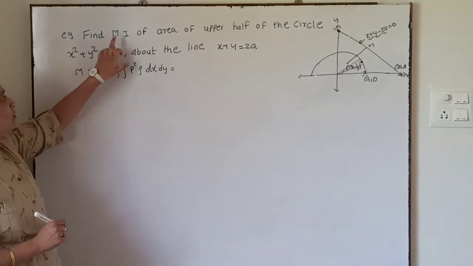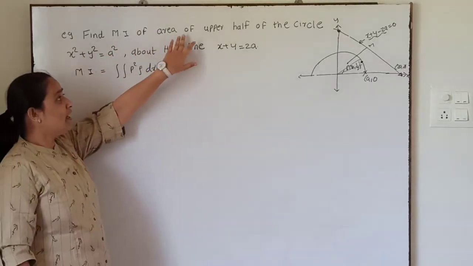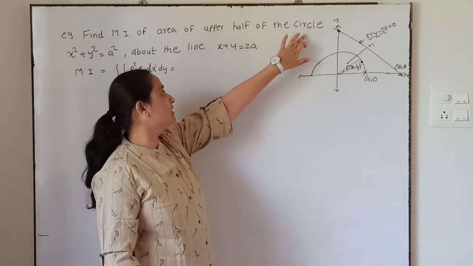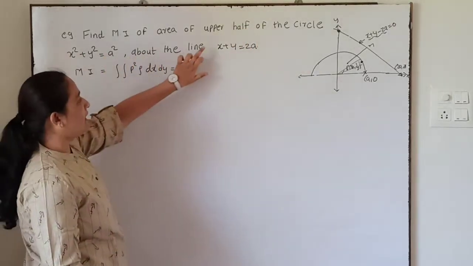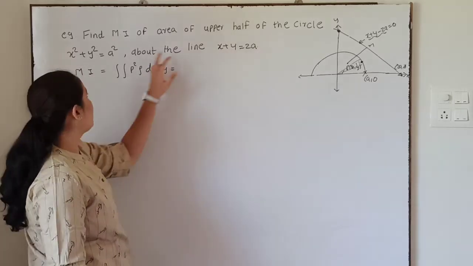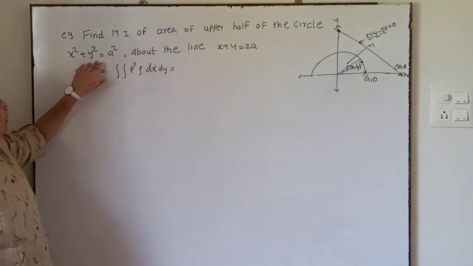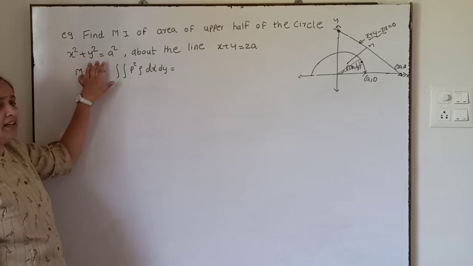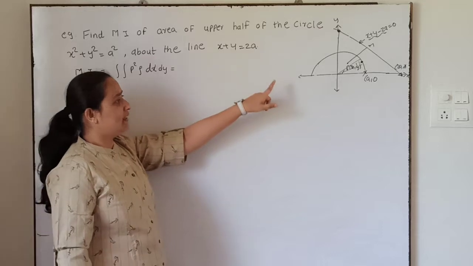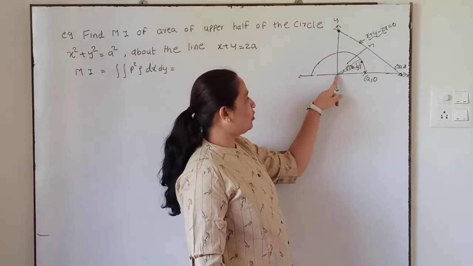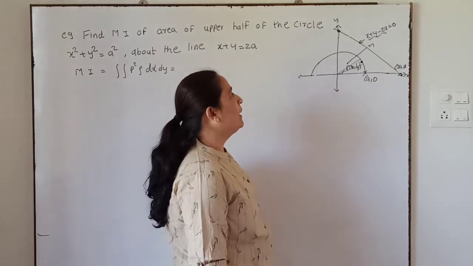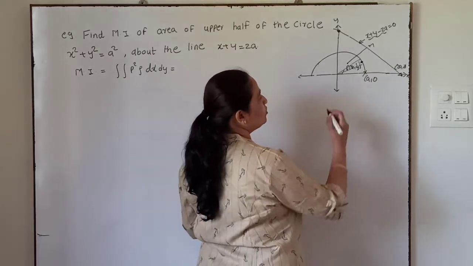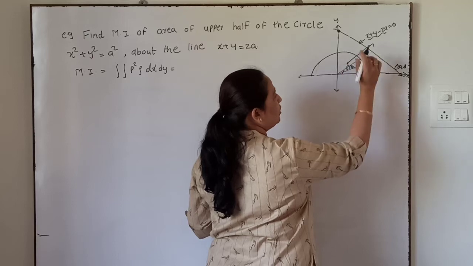Suppose we want to find the moment of inertia of the area of the upper half of the circle x square plus y square equal to a square about the line x plus y is equal to 2a. x square plus y square equal to a square is a circle with center at origin and radius equal to a. If we draw this line, x plus y minus 2a equal to 0, we want to find the perpendicular distance p.